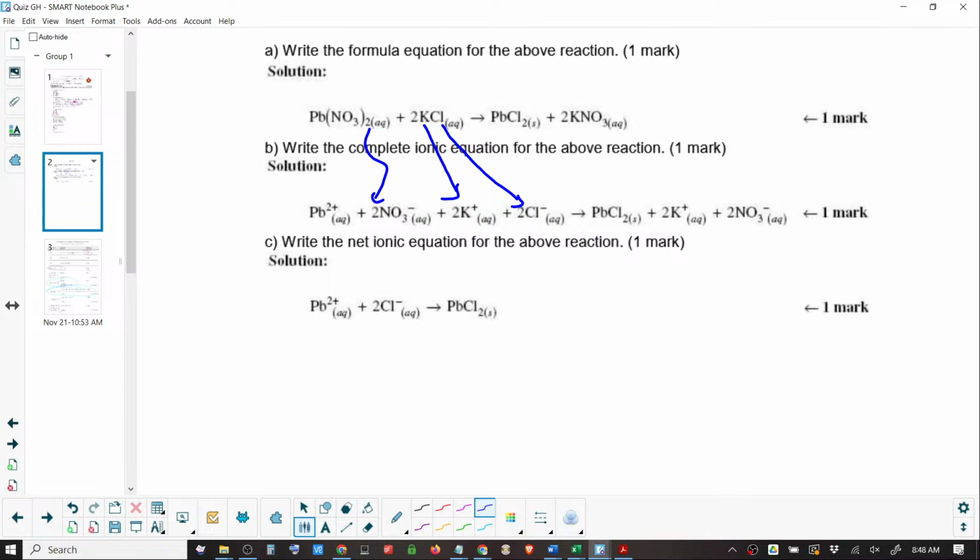So when you're going through the complete ionic, carry through the balancing. If you have a 2 outside the brackets, that would go down. 2 outside there, they both have 2 because that carries through. That one doesn't separate because it's a solid. The 2 would carry through to both of those. Cross out what's the same on both sides. Pb2+ plus 2Cl- goes to PbCl2.